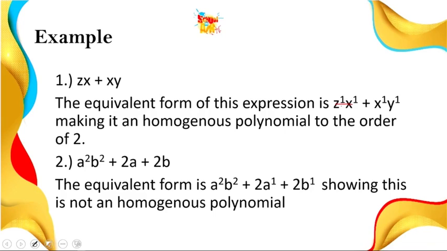Then the second example, we have a squared b squared plus 2a plus 2b. The equivalent form for this is a squared b squared plus 2a raised to power 1, 2b raised to power 1. Now if you look at this, the sum of all the powers for a squared b squared is going to be 2 plus 2, that's 4. While for 2a raised to power 1 is 1, 2b raised to power 1 is also 1. So you see that we have the powers as 4, 1, 1, which are different. So this means that this polynomial is not a homogeneous polynomial.